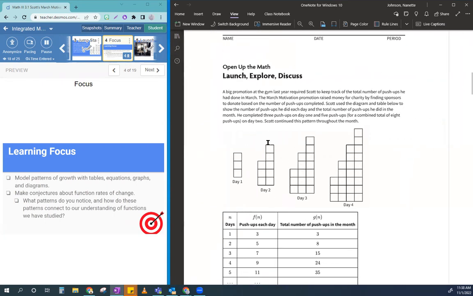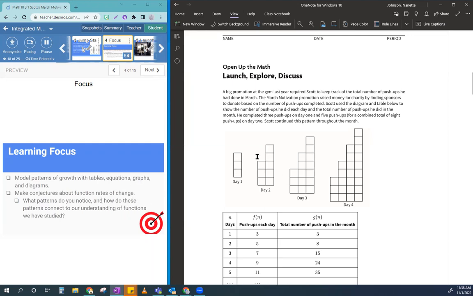So let's just get started. What you will be able to do is model patterns of growth with tables, equations, graphs, and diagrams. This is really important. Ms. Johnson loves tables. I love graphs because it helps me understand what an equation looks like and what it's doing, right? And diagrams.